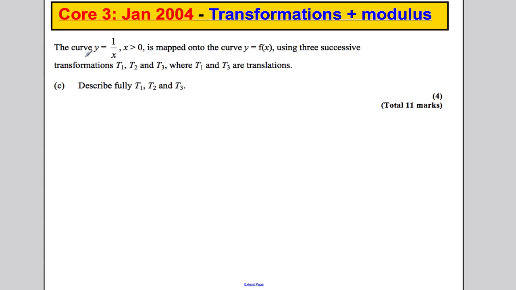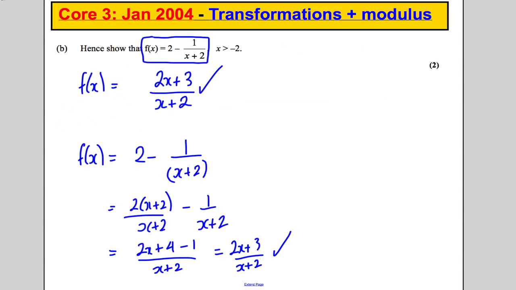Then it says the curve y is 1 over x, where x is bigger than 0, is mapped onto the curve y is f of x using 3 successive transformations, T1, T2, and T3. T1 and T2 are translations. Describe fully T1, T2, and T3. So y, to start with, I'm going to call it g of x, and it's equal to 1 over x.